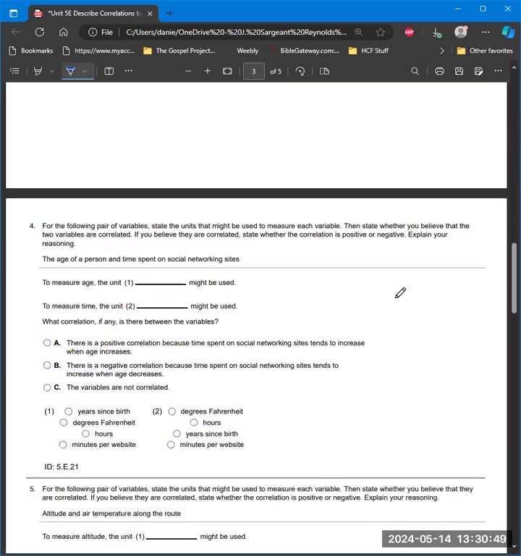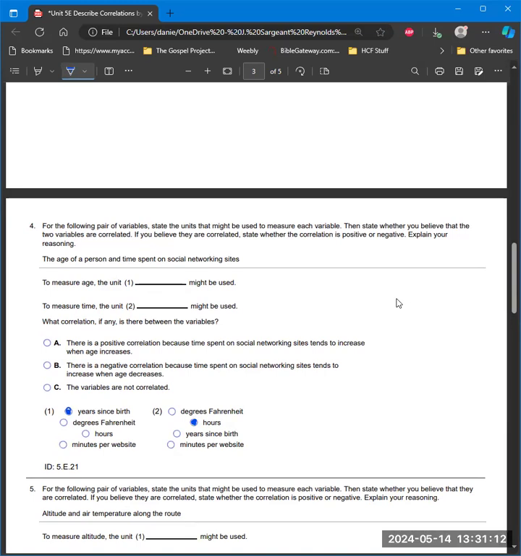Now let's look at the age of a person and the time spent on social networking sites. So to measure age, the units years since birth might be used. To measure time, the unit of hours might be used.